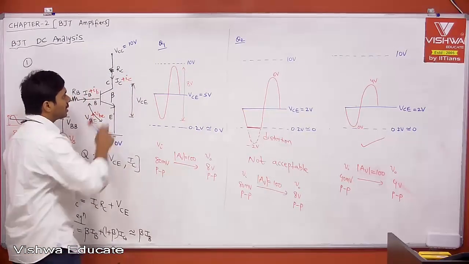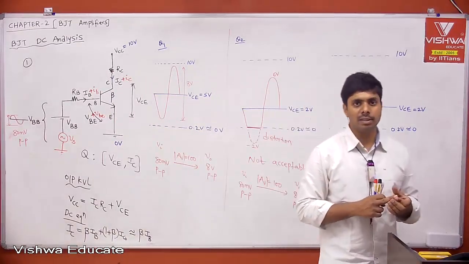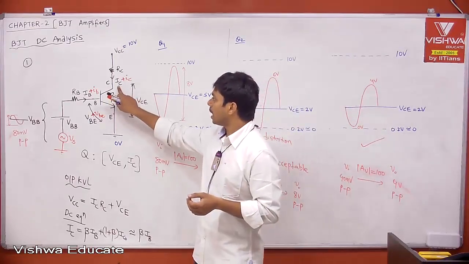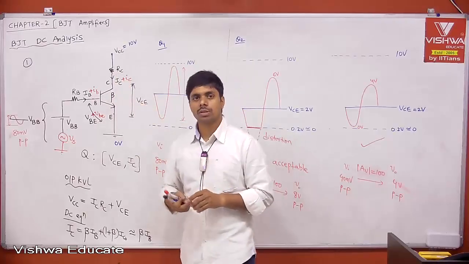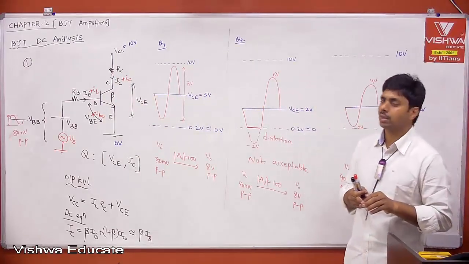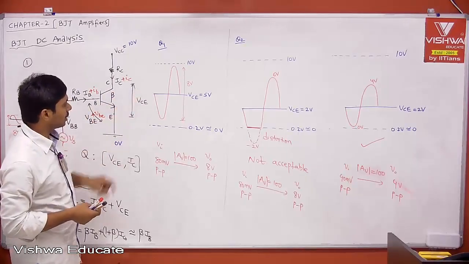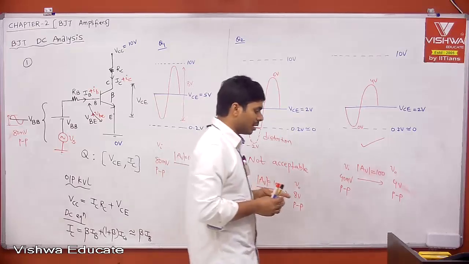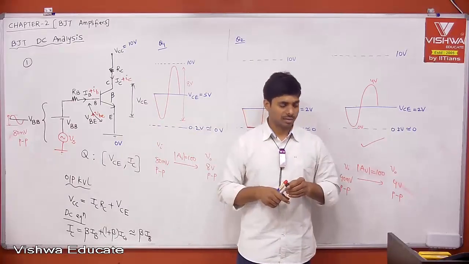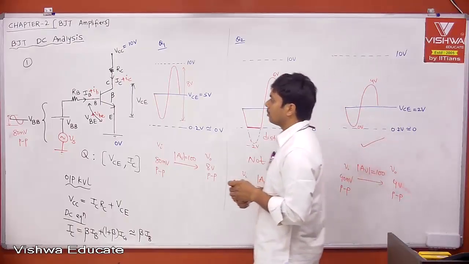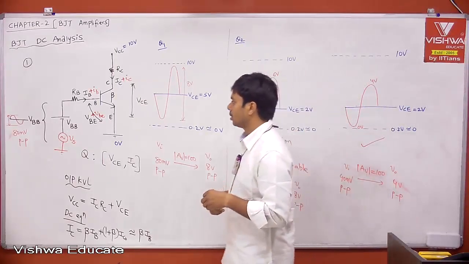After getting required capital IC, by choosing RC, we can get required capital VCE, in bracket DC bias voltage.